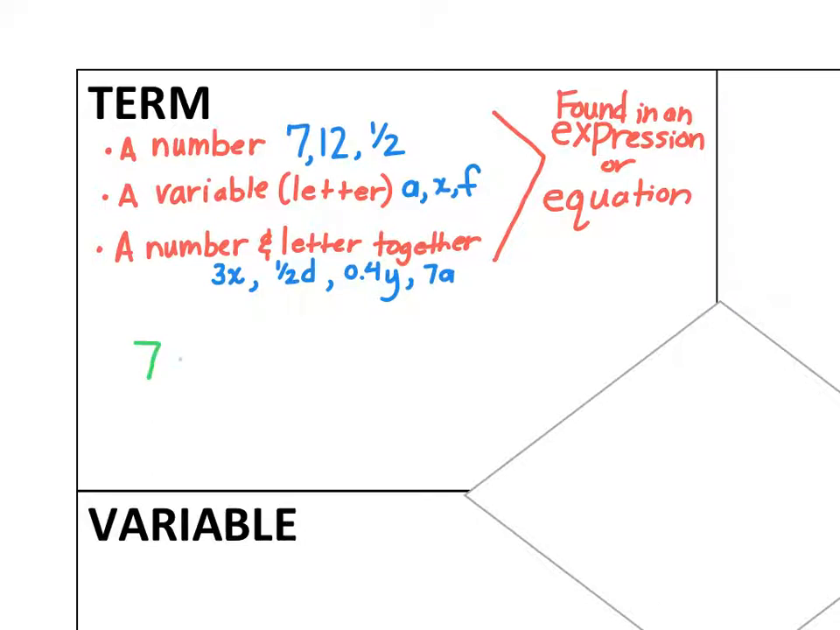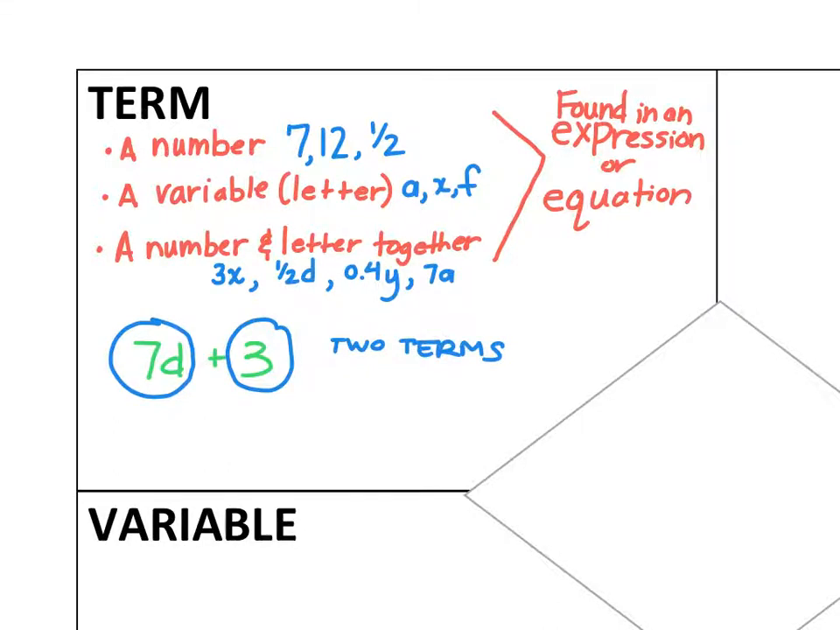So when you are looking at an equation or expression, something like 7D plus 3, you would have two terms. You have one term here and one term here. We can do another example of an equation. X minus 7 equals 5. In this case, you would have three terms. You have your x, you have your 7, and you have your 5. So you would have three terms.